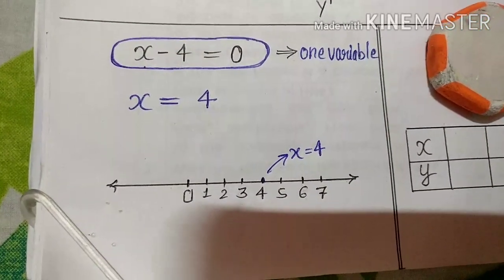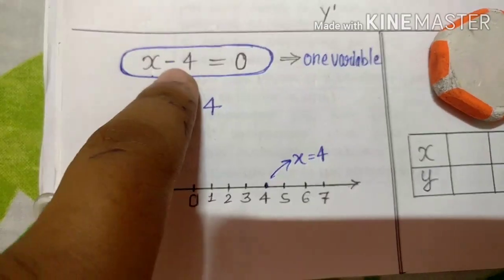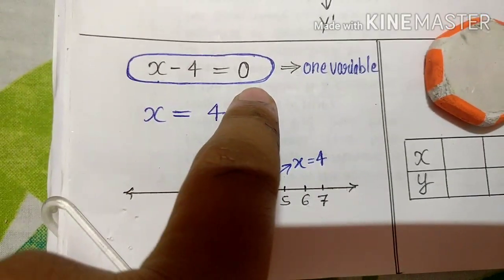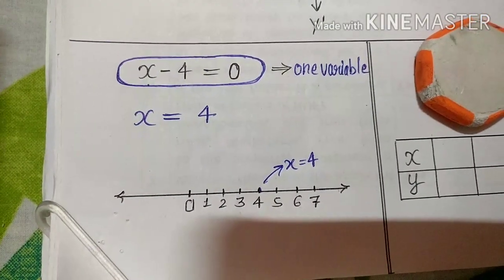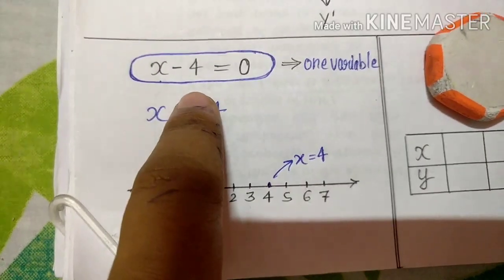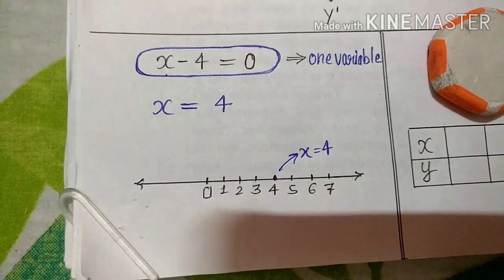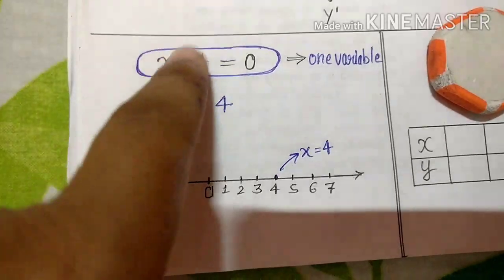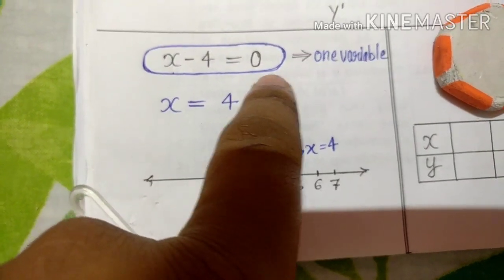But if the question is to show this equation x minus 4 equals 0 on graph paper, that is, represent this equation on graph paper, or we can say convert this x minus 4 equals 0 into two variables.